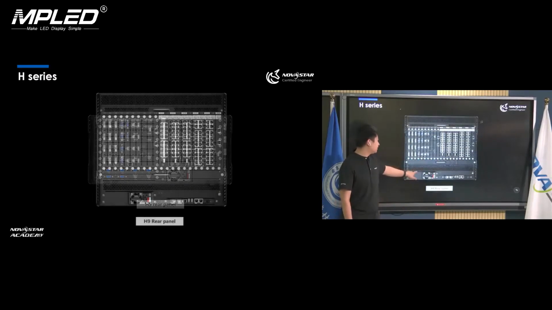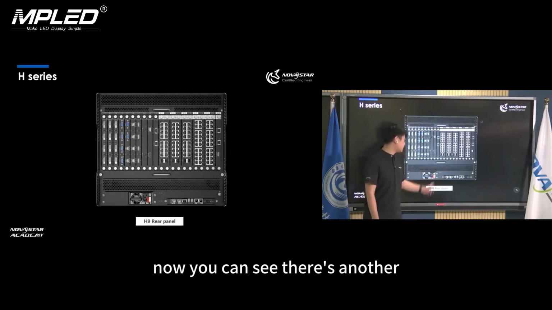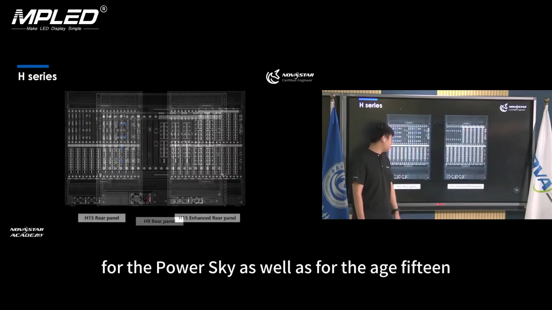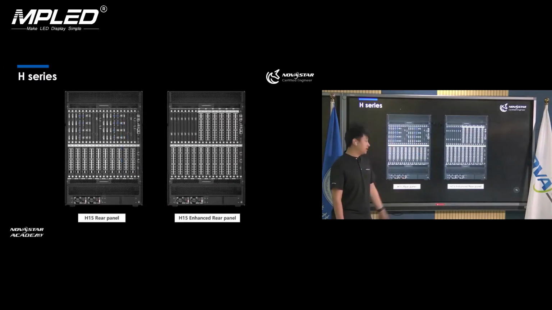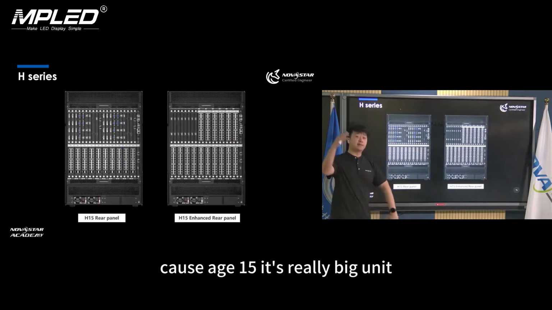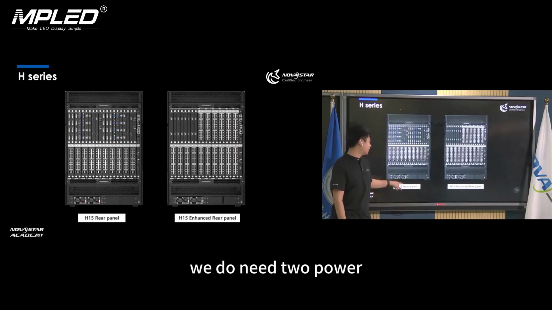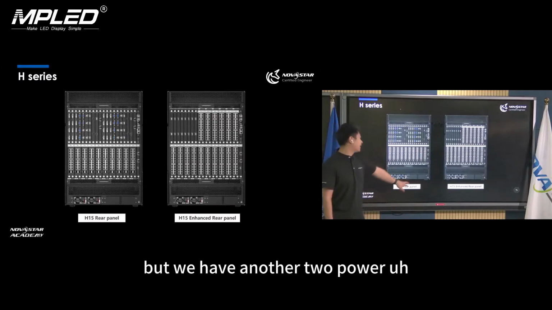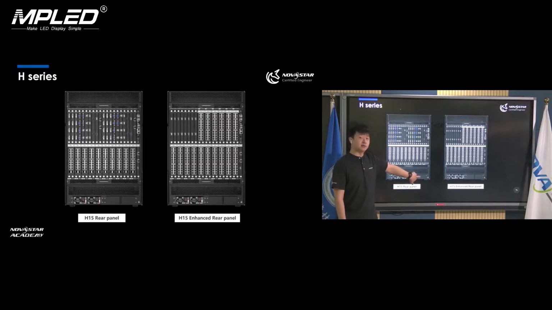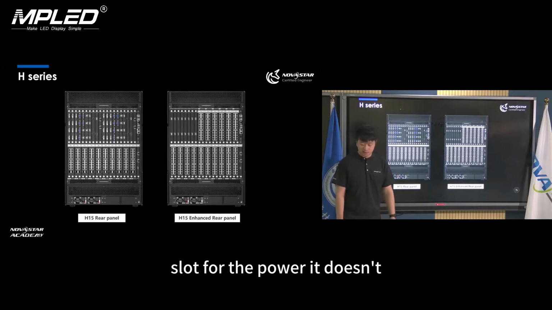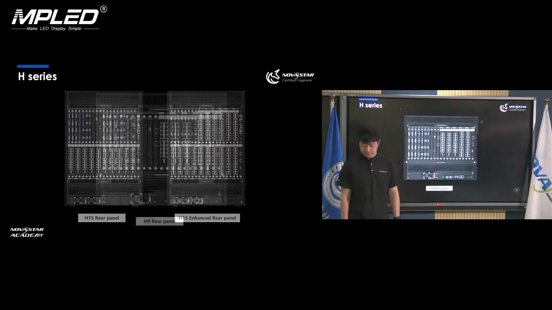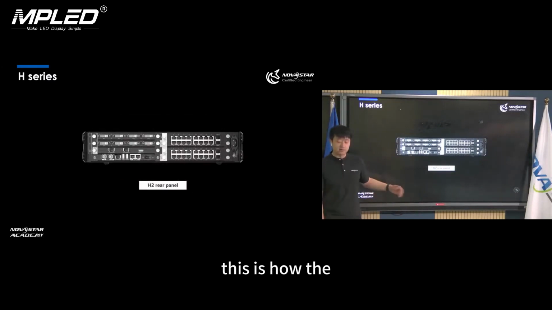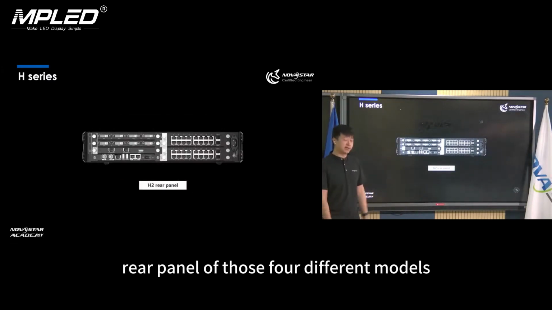So this is the 9. You can see there's another slot for the power supply, as well as for the H15. Because the H15 is a really big unit, we do need 2 power supplies for the whole system, but we have another 2 power slots reserved for power redundancy. So this is the rear panel of those 4 different models.